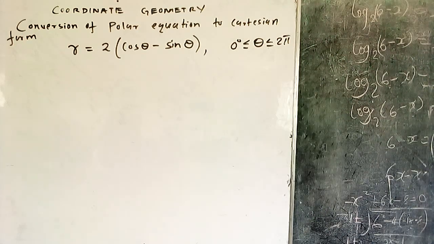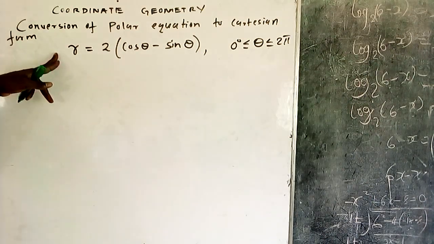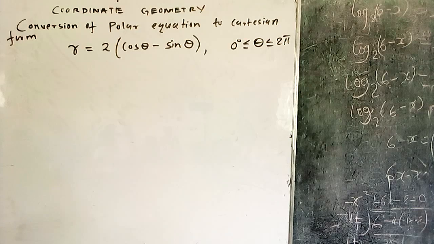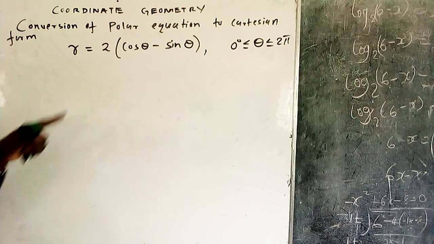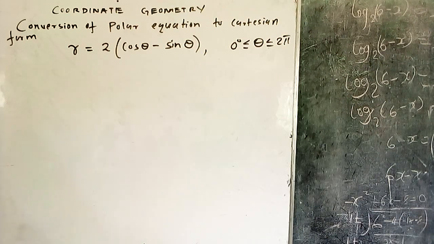You see that? So they want us to first convert this polar equation into Cartesian form. After converting this polar equation into Cartesian form, they want to show us that it is a circle. Then after showing it is a circle, they want us to determine the radius and Cartesian coordinates of its center. So this is what you do when you are converting polar form into Cartesian form.